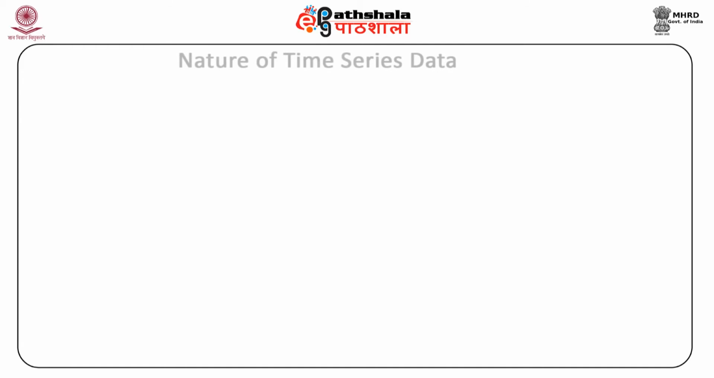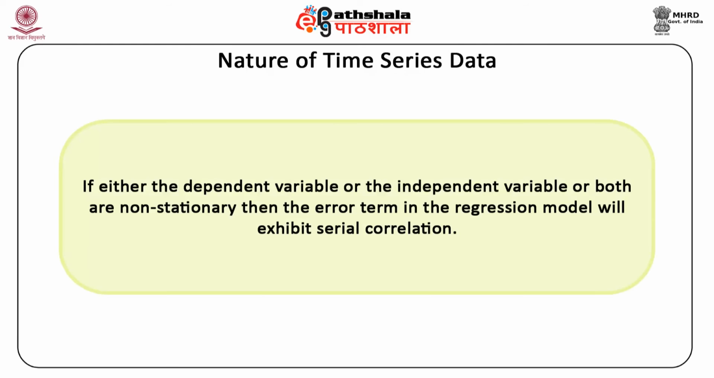Moving on with the causes of autocorrelation, another is nature of time series data. If either the dependent variable or the independent variable or both are non-stationary, then the error term in the regression model will exhibit serial correlation.